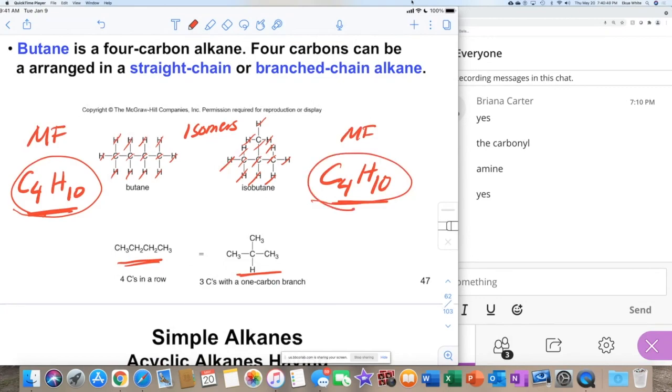What makes them different? The atoms are connected differently, especially the central atoms. They're connected differently, so the chemical comes out behaving differently.